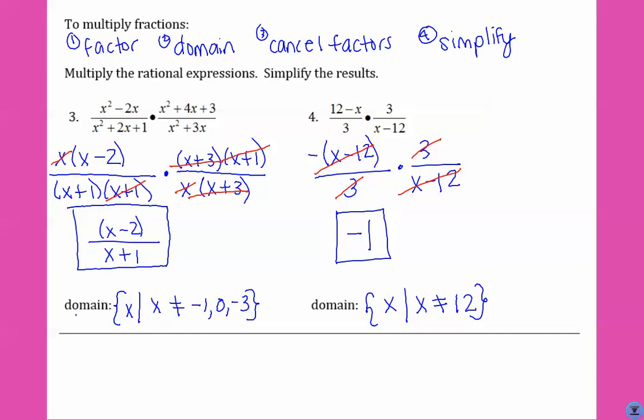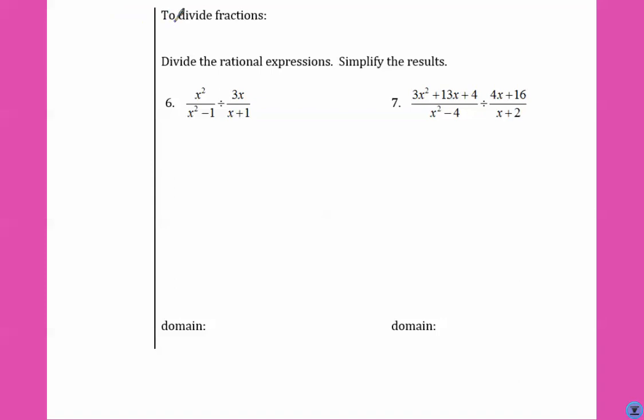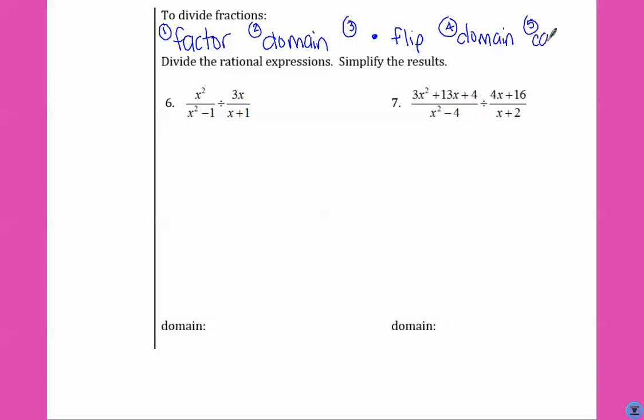All right, let's move on to division. To divide fractions, again, first step, factor. Second step, domain. Third step, change to multiplication and flip the second fraction. Step 4, we're going to have to do the domain again, and then step 5 is finally to cancel.